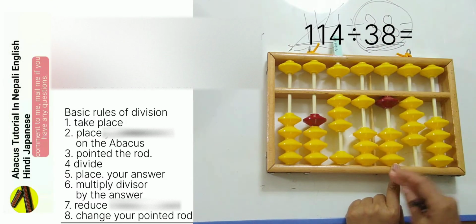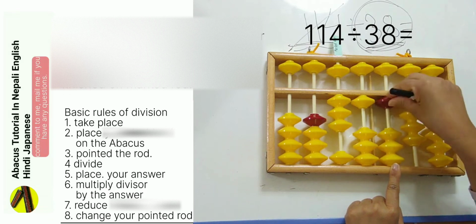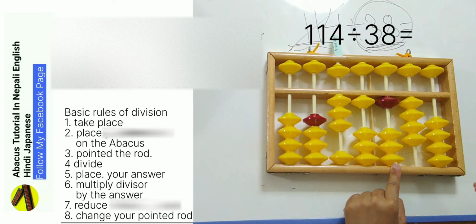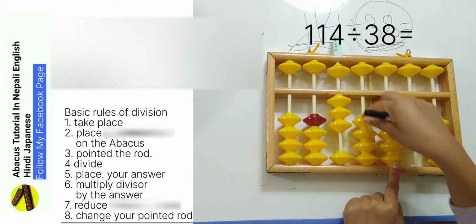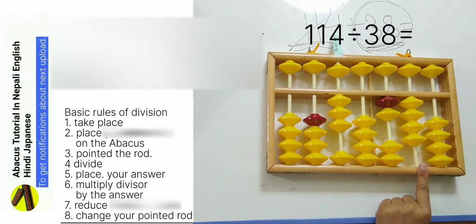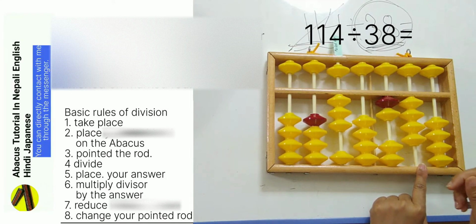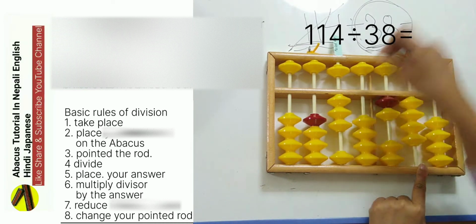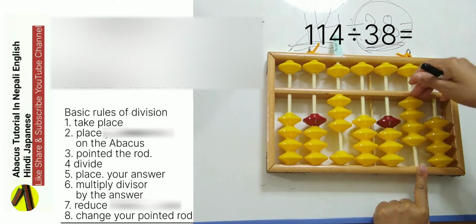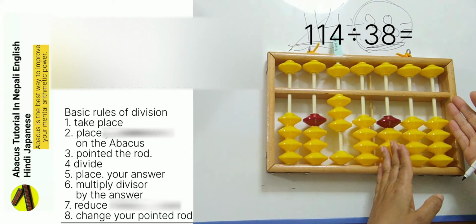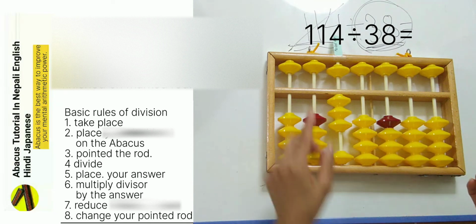3 3s are 9, so you have to reduce 9 here. You have only 1 in this rod, so you have to borrow this 10. So you have to apply the technique of borrowing 10 from the addition and subtraction lessons. Reduce 10 and add 1 to reduce 9 here, and move your pointer finger to the right side. 3 8s are 24. No more dividend is left here, which means this is our answer, 3.